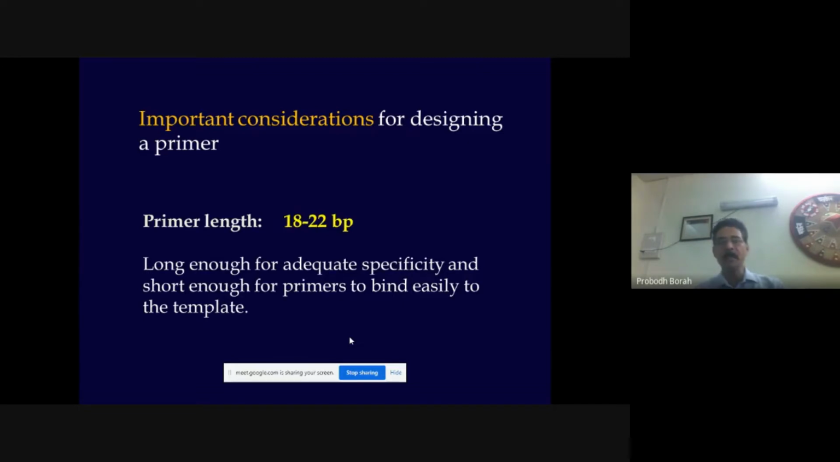We may not get non-specific annealing of the primer, but at the same time, if there are some mutations in the sequence of the organism within the primer length, then there may not be any annealing. So for a better sensitivity and specificity, we should have an optimum primer length. So optimum primer length is usually considered as 18 to 22 BP.